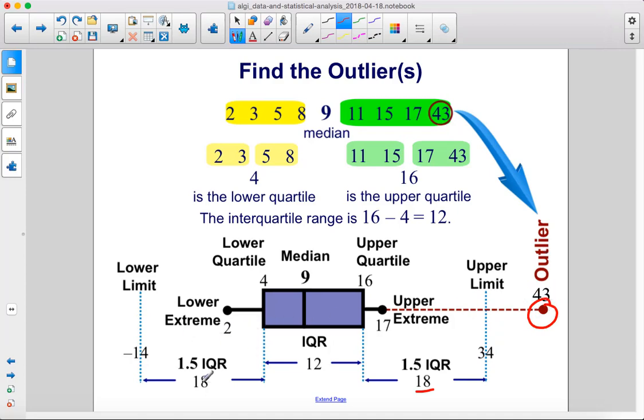Here we have the IQR also of 12, and then we multiply that by 1.5. We get our lower limit of negative 14. But none of these numbers fall below negative 14. So there's only the one outlier, this 43 there.